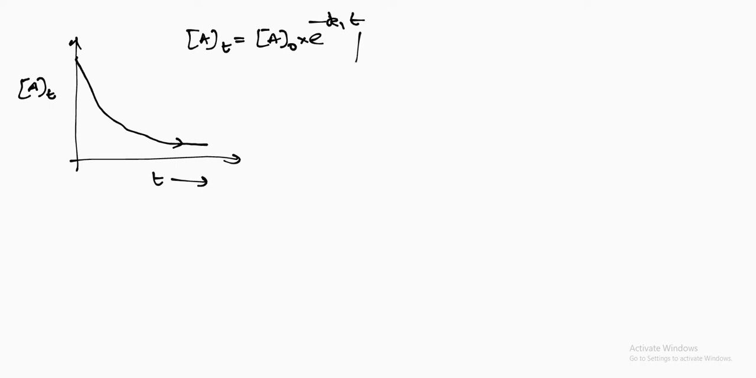If I put time equal to 0, this entire power becomes 0. E power 0 is 1. Therefore, at time 0, the concentration of the reactant is equal to the initial concentration. Then as time progresses, as the t value increases, what will happen? We have e power minus there, so the concentration decreases exponentially.